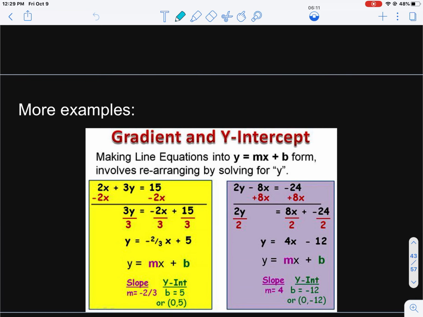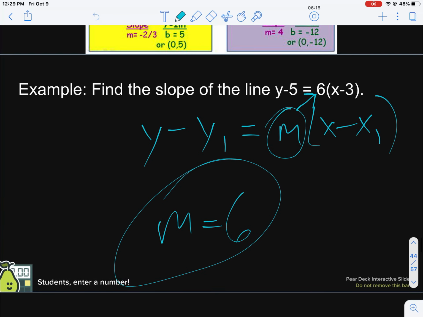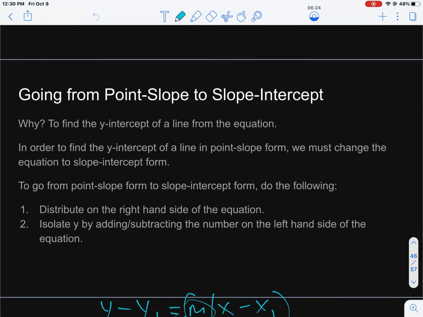More examples are listed below for your convenience. For a point-slope equation of a line, the slope is fairly simple to identify. It's just the number next to the x's, in this case 6.